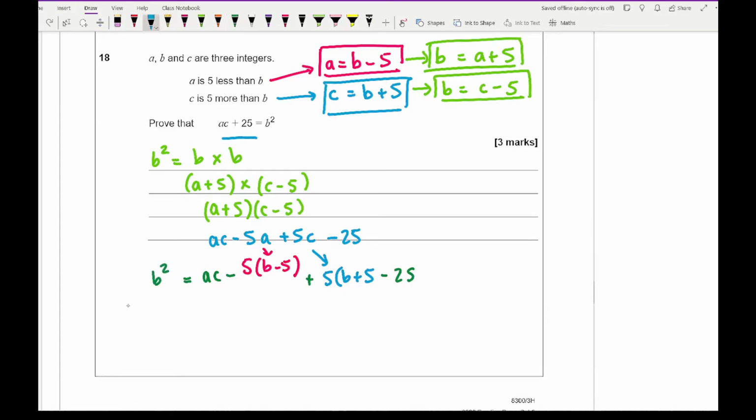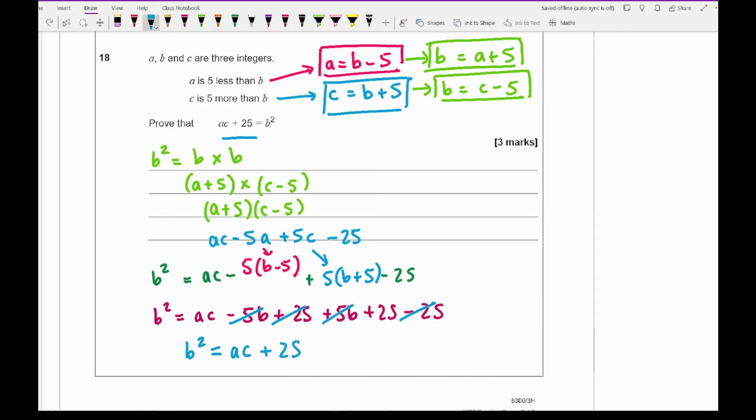Then what I've got, if I neaten all of that up, I get B squared equals AC minus 5B plus 25. And let me just close the bracket because I forgot that bracket there. And then we've got plus 5B plus 25 minus 25. And then if I do a bit of cancelling, this minus 5B cancels with this plus 5B, this plus 25 cancels with that minus 25, and what I'm left with is B squared equals AC plus 25, which is exactly what they wanted me to show.